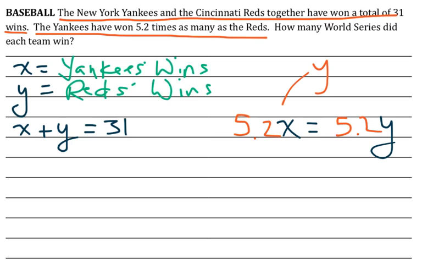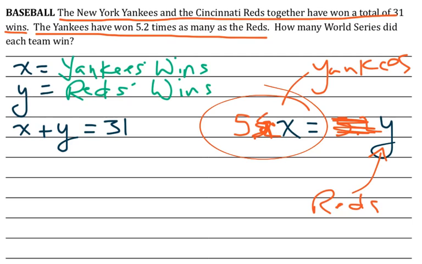And if X is the Yankees and Y is the Reds, let's look at what happened if you multiplied the Yankees wins by 5.2. And instead of talking about 5.2, I'm just going to talk about 5 because I think it's an easier number to think about. So if I took the Yankees wins and I quintupled it, then I would be making this value much larger.